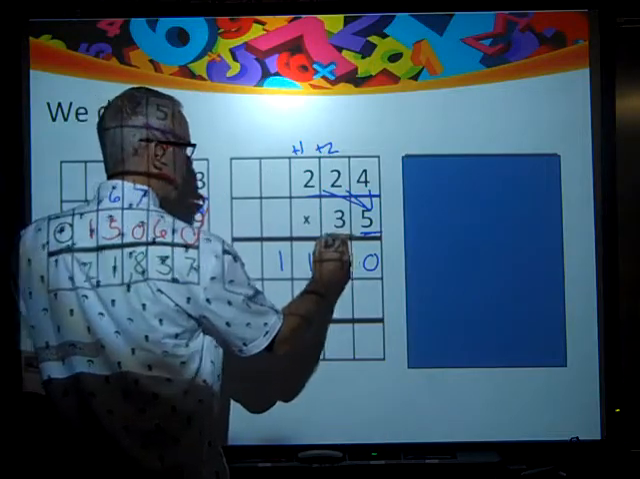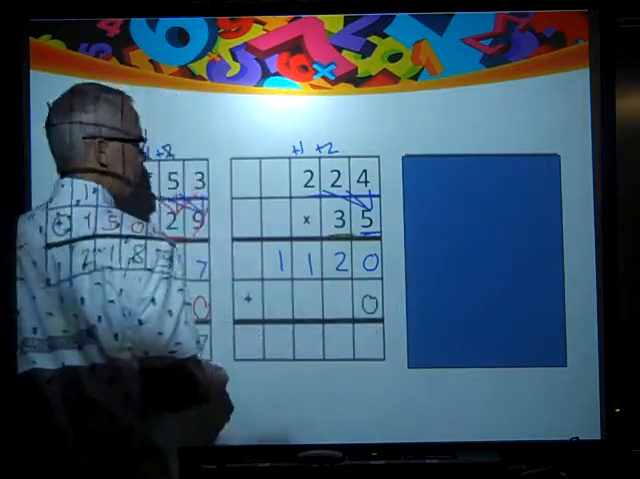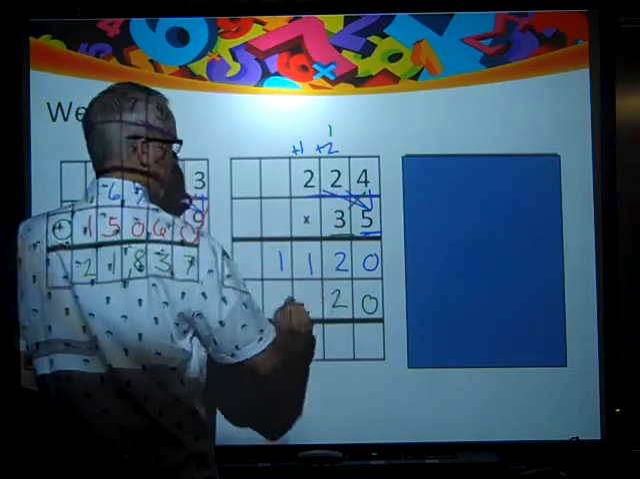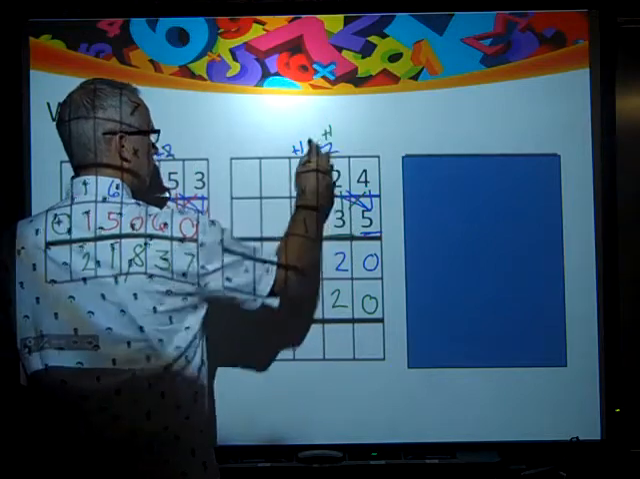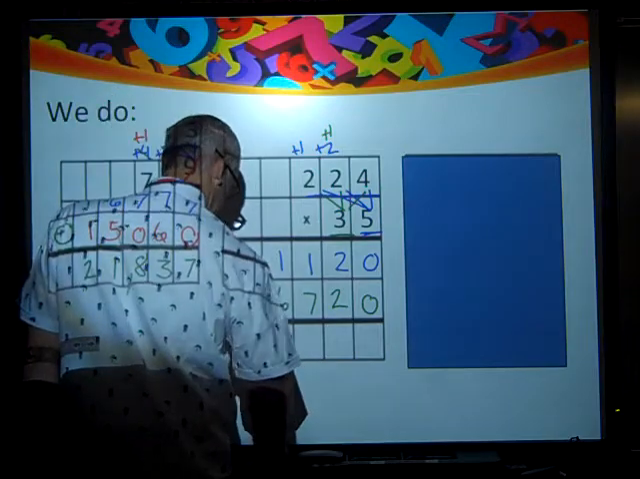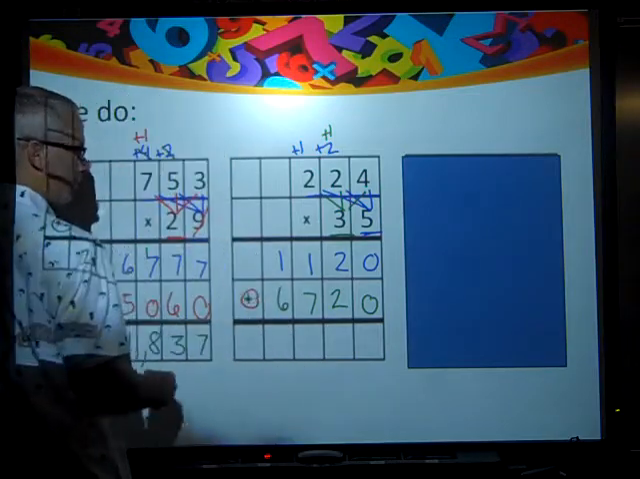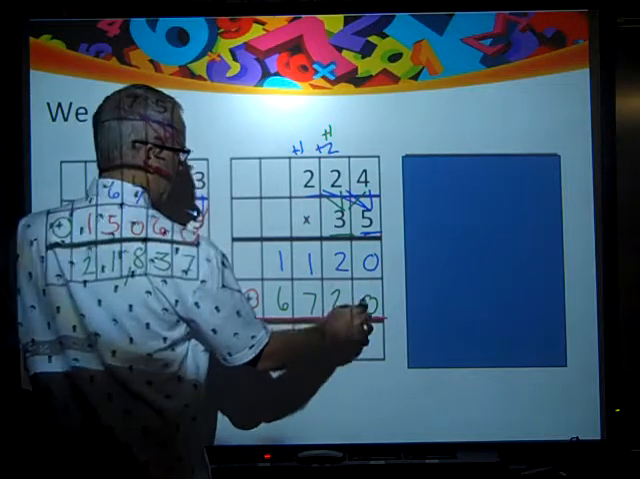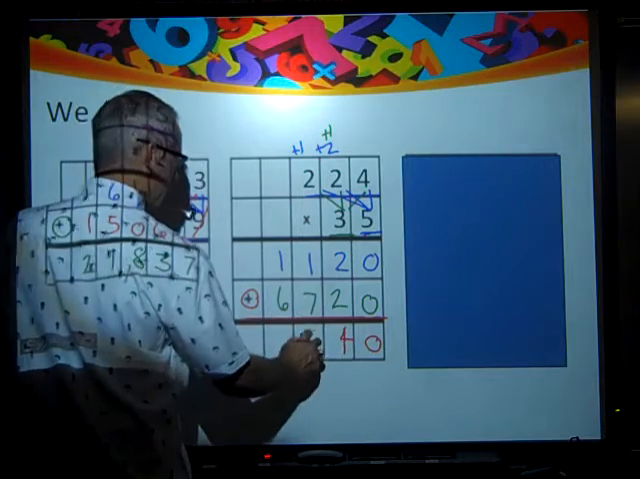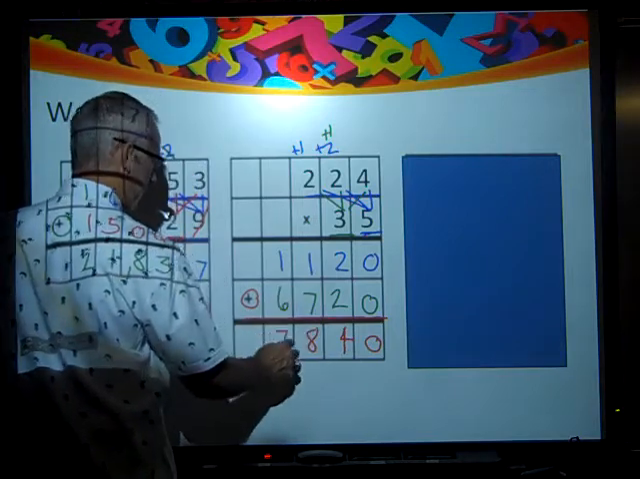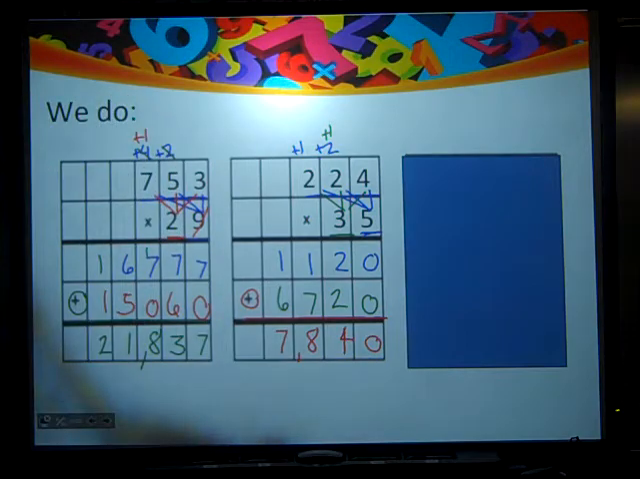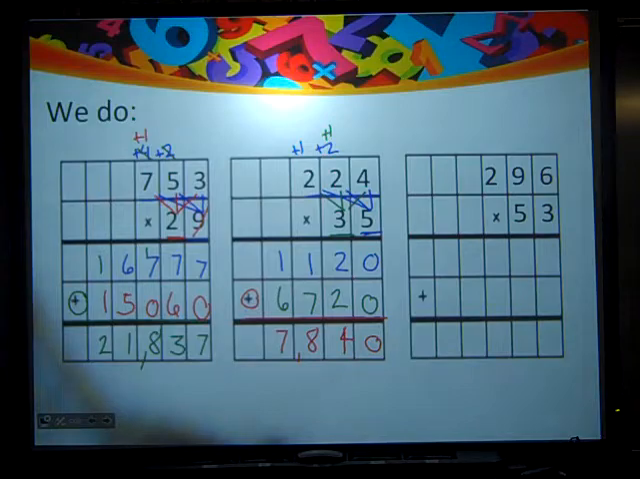Multiplying by the tens place, so slap a 0 on the end. 3 times 4 is 12. 3 times 2 is 6, plus 1 gives me 7. 3 times 2 is 6. Last but not least, add up my products. 0 plus 0 is 0. 2 plus 2 is 4, 1 plus 7 is 8, 1 plus 6 is 7, 7,840. Alright, nice job.